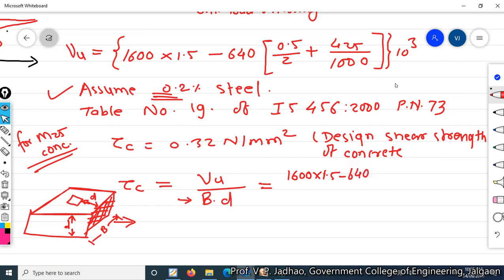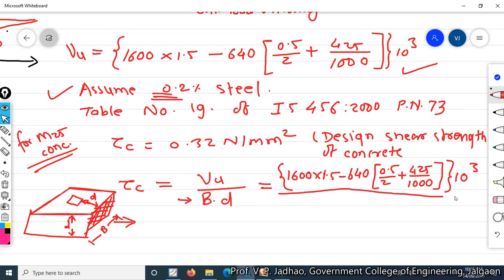640, we are taking this value only, multiplied by 0.5 divided by 2 plus 425 divided by 1000, and completely multiply this value with 10 raised to power 3, divided by B into small d. We have B equal to 2400 and d as 425. We have to calculate this value.